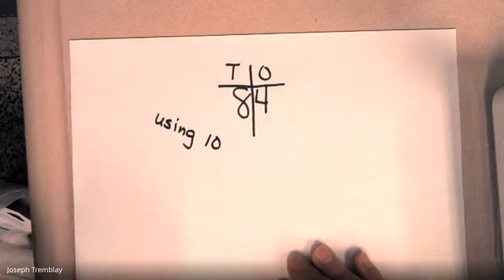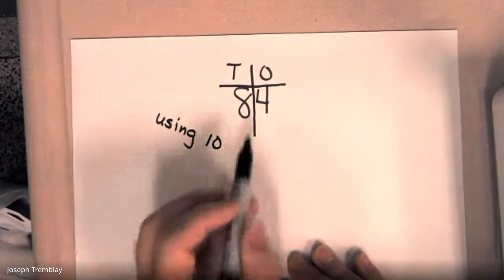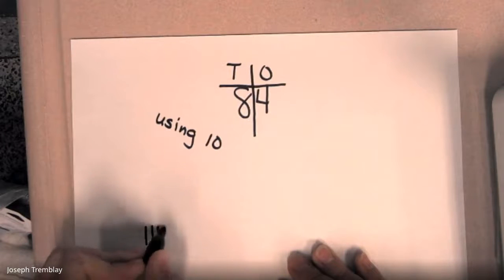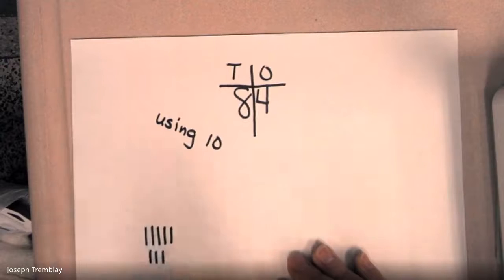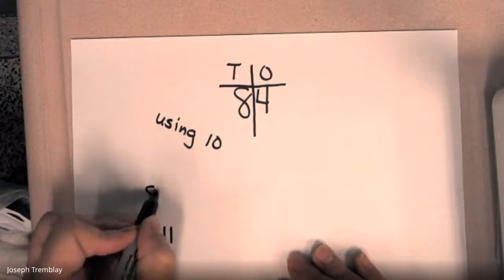So you just say using the tens, using the hundreds. And I'm using the tens. So I've got 8 tens, and I'm going to draw that: 1, 2, 3, 4, 5, 6, 7, 8. And how much is 8 tens worth? 80.